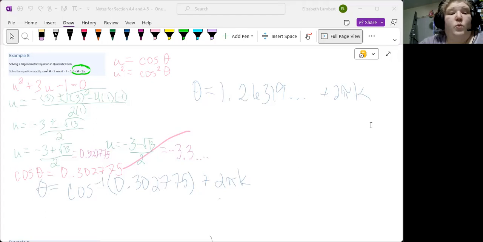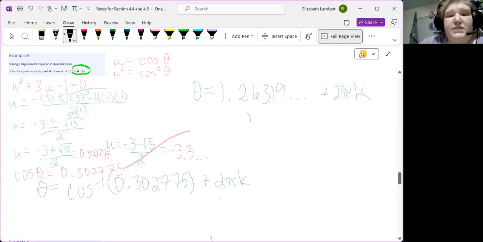So, since what we were doing the inverse cosine of was positive, we know this is a quadrant 1 angle. Pi over 2 is half of 3.14, which is 1.57. This is less than 1.57, so this is in quadrant 1. And then cosine is also positive in quadrant 4.